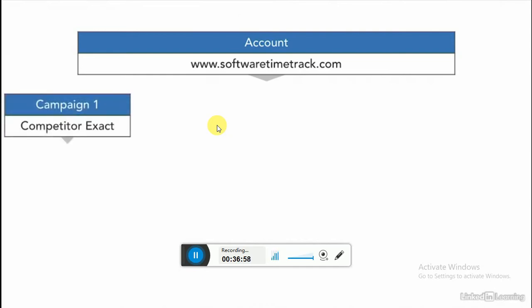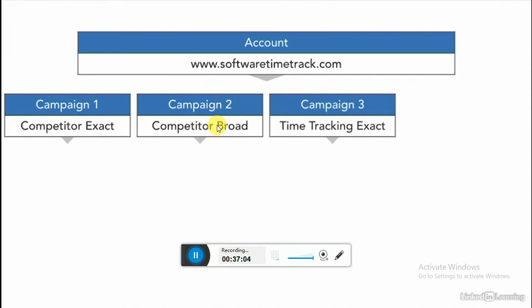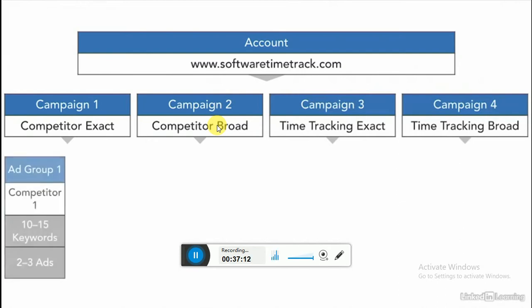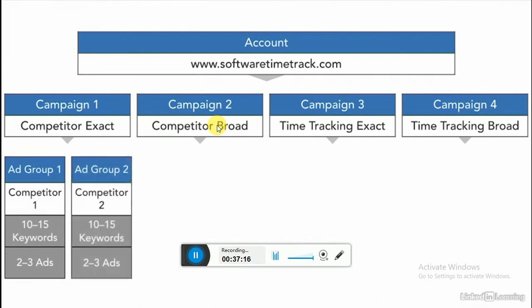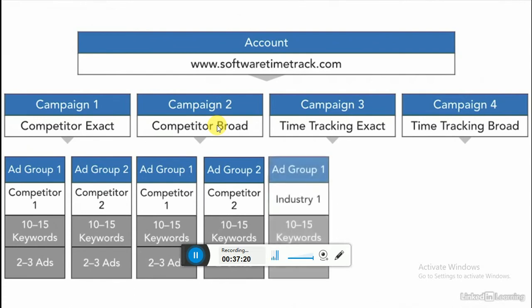One for competitors, exact match. One for competitors, broad match. One for time tracking keywords, exact match. And one for time tracking keywords, broad match. Beneath that, we'd set up several ad groups. One ad group for each competitor in the exact match campaign. And then we duplicate that same set of ad groups underneath the broad match campaign.